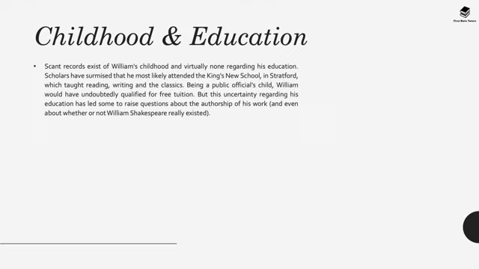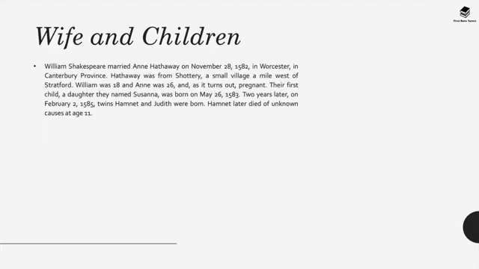Scant records exist of William's childhood, and virtually none regarding his education. Scholars have surmised that he most likely attended the King's New School in Stratford, which taught reading, writing, and the classics. Being a public official's child, William would have undoubtedly qualified for free tuition. But this uncertainty regarding his education has led some to raise questions about the authorship of his work.